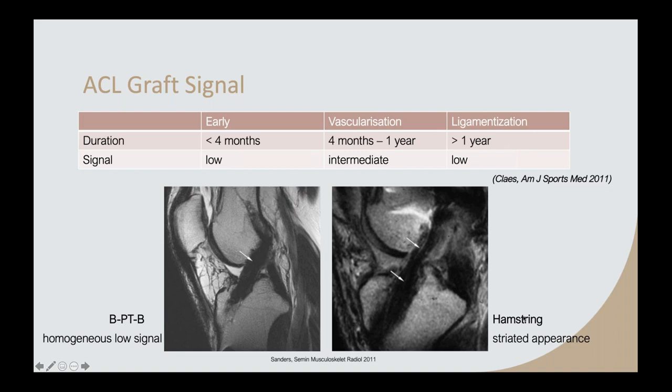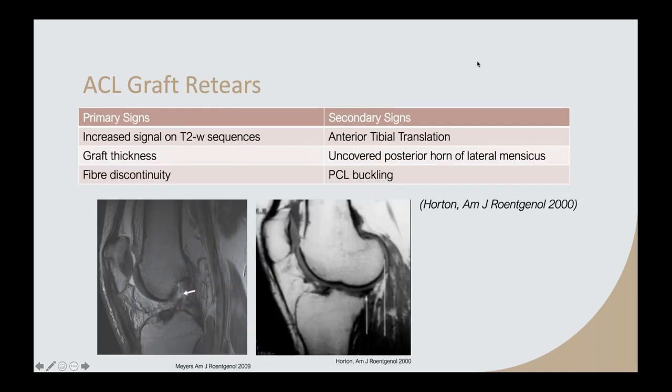And also depending on what type of graft, a bone-patella tendon-bone graft is usually homogeneous, low signal intensity. If it's a hamstring tendon, it tends to give a striated appearance because it's made of 4 bundles. So how do you diagnose re-tears from this kind of revascularization phase? You really need to look at increased signal intensity on T2-weighted sequences. Fluid-sensitive sequences are your friend. And definitely, if you have some fiber discontinuity or graft thinning, this is really pointing you towards a graft tear.